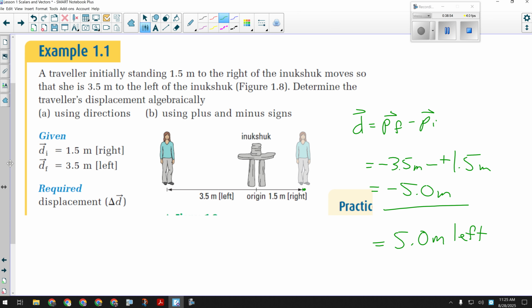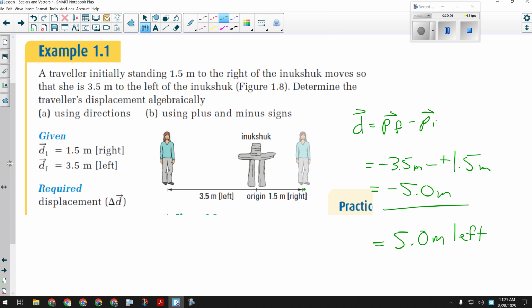Now, that person walked in a straight line. How far did they walk? 5 meters. In this case, their displacement and their distance have the same magnitude because they walked in a straight line. They didn't change directions. So their distance here would simply be 5 meters. Everybody all right with how that worked? Not too tough, right?